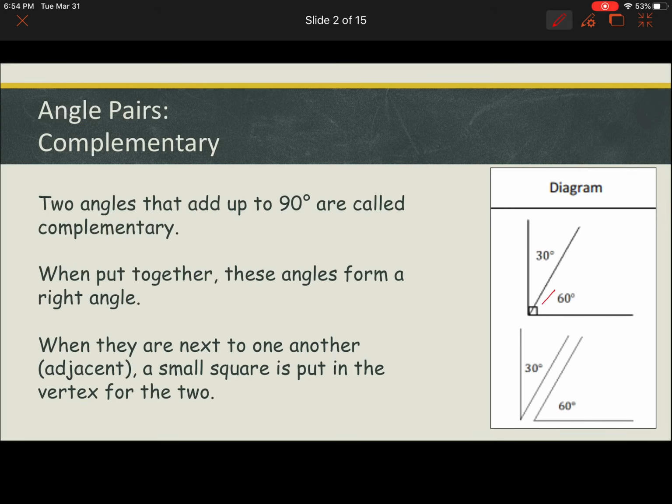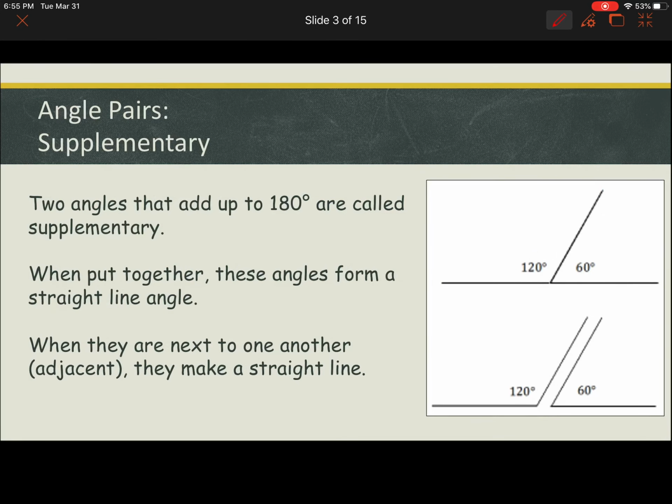And you can identify that there's a right angle because you will see a small square put in the vertex for the two. For supplementary angles, those are angles that add up to 180 degrees. When you put these together, they form a straight line angle or a straight line.